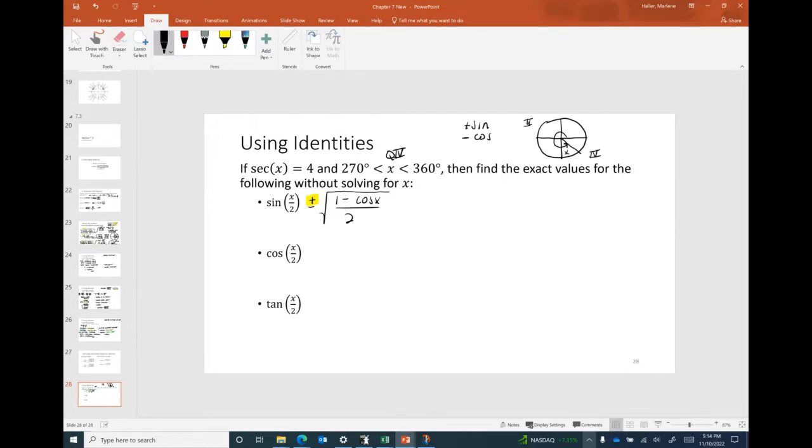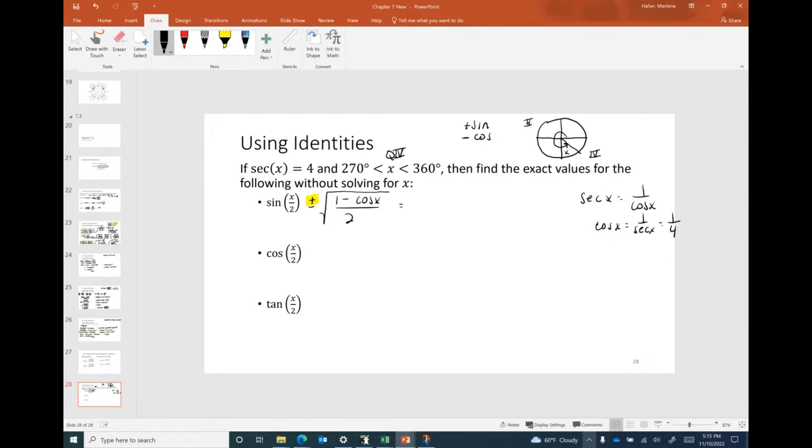To find this exact value, we need to know what the cosine is, and we don't. We only know the secant. But we do have an identity that tells us that the secant of an angle is 1 over the cosine. So rearranging things, the cosine is 1 over the secant. Since the secant is 4, we know that the cosine of x is 1/4. We're in quadrant 4 where it's positive.